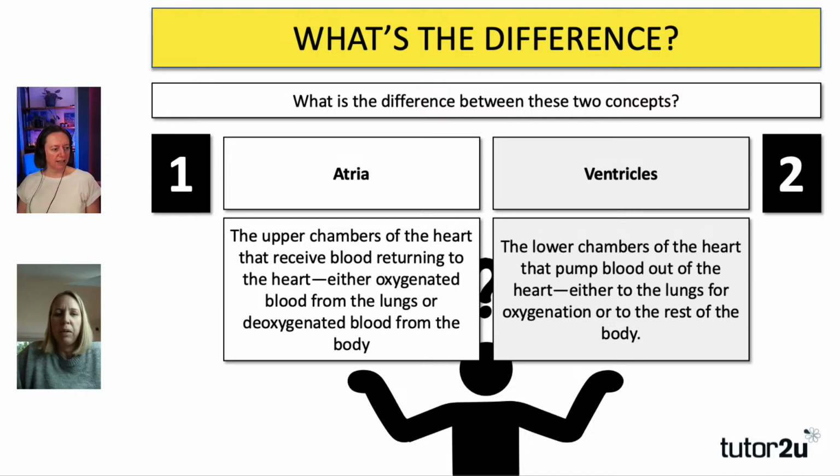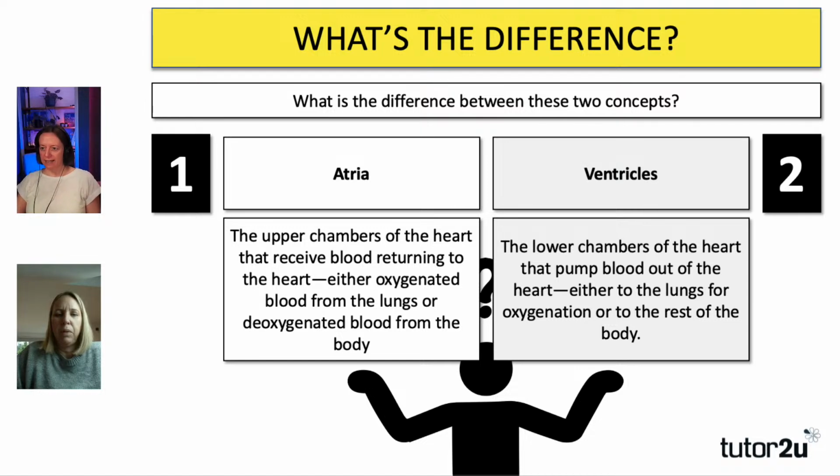I can see that C. Varga is saying, atria at the top of the heart, ventricles at the bottom. Brilliant. So the lower chambers of the heart are actually the ones that pump the blood out, either to the lungs to get oxygenated as part of the pulmonary circulation, or to the rest of the body to supply oxygenated blood.